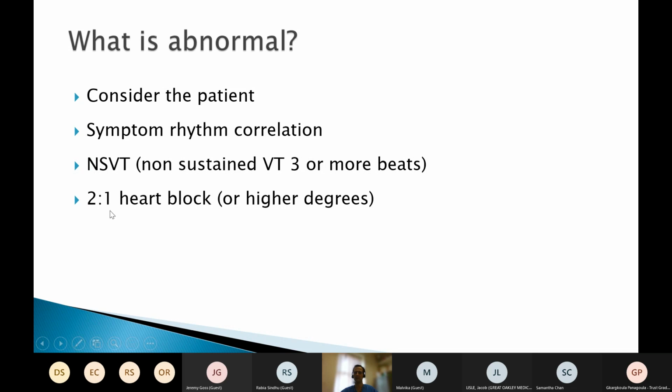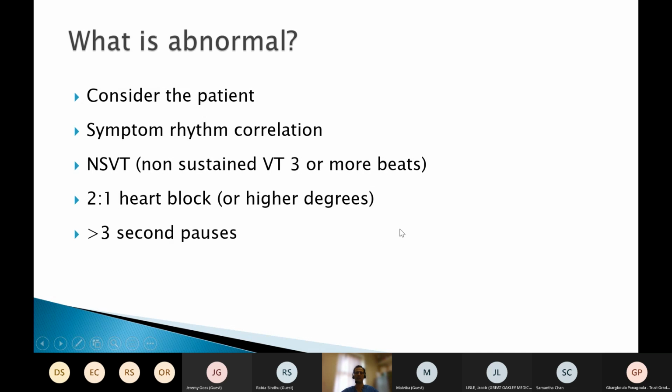Wenckebach, note that's different. So gradual prolonging of the PR interval followed by a non-conducted P wave. Wenckebach is fine, particularly in young patients. If you've got an elderly patient, that's more of concern because they shouldn't have such high vagal tone. And if it's happening during the day, that's also of concern. But nocturnal in a young person is fine. But 2 to 1 heart block or complete heart block is a big concern.